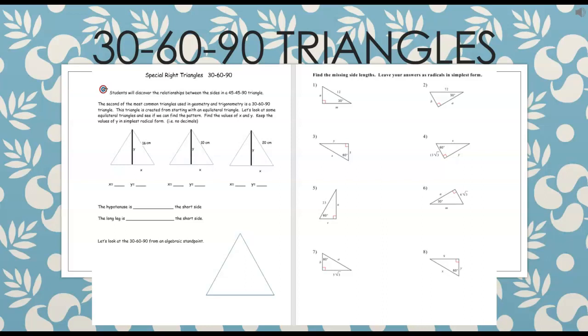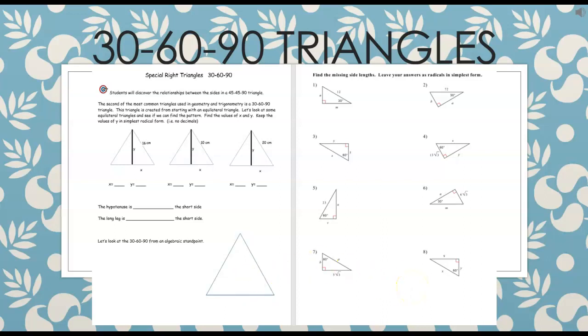Looking for that pattern, noticing the hypotenuse is twice the shortest, the long leg is radical 3 times the shortest. I also will follow up with a demonstration of algebraically how do we come up with these formulas. So I would label my side of that triangle to be 2x. I would drop in that height, and we would go through again algebraically finding each one of those pieces.